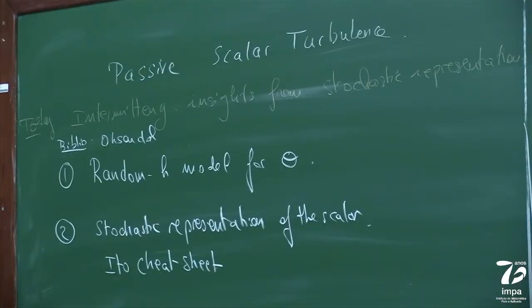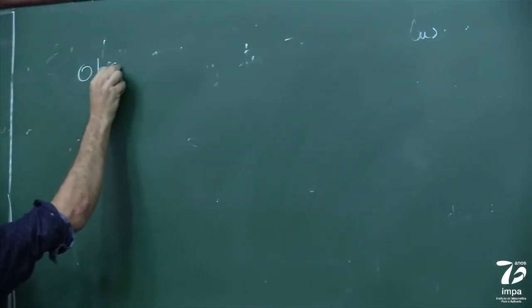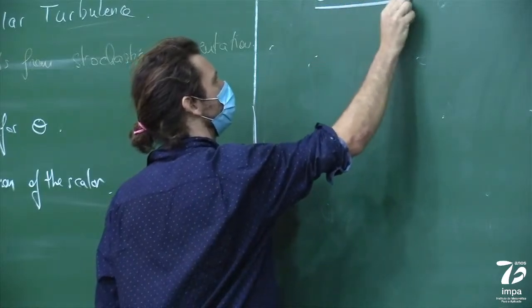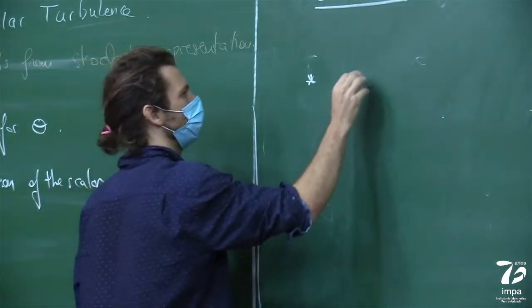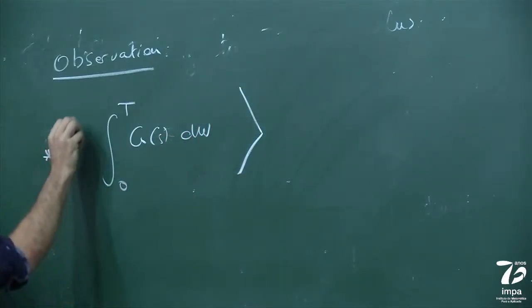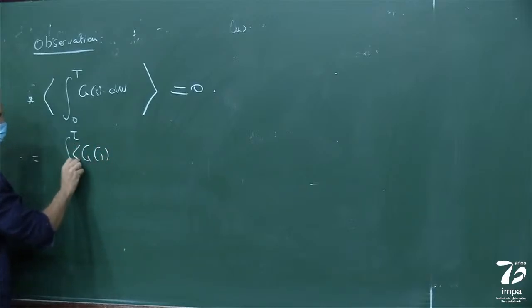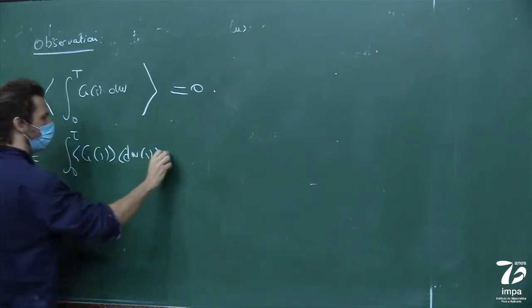I realized that I forgot to tell you about one key property of those stochastic integrals that we will need. Basically, the integral between 0 and t of g(s, omega) d omega(s), when you take an average with respect to the Brownian motion, is 0. In particular, this means that essentially we can put the averages inside the integral.